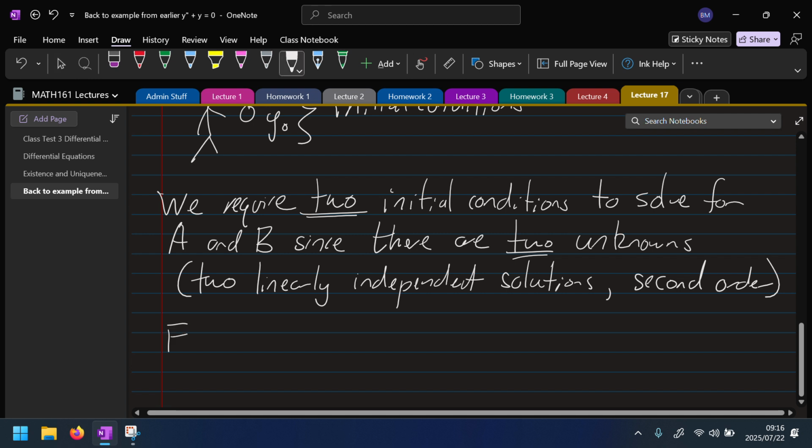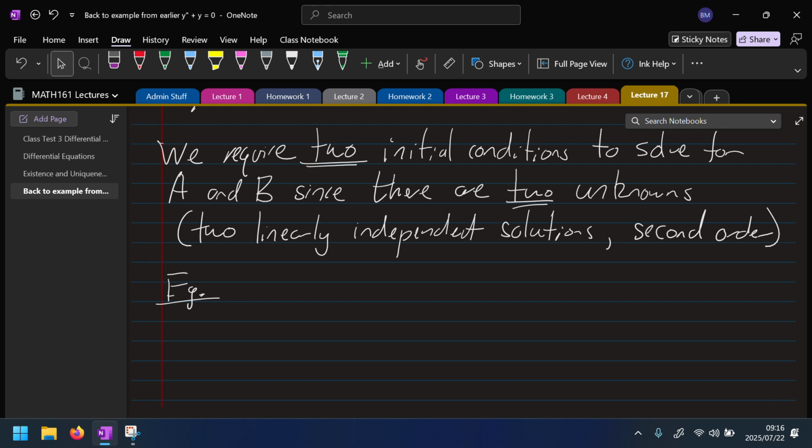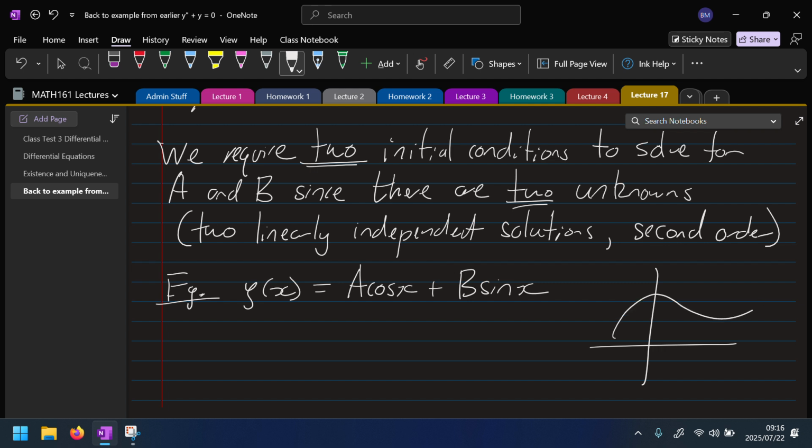Okay, let's have a look at an example. Let's say we have our solution. So we found the solution for A and B, and we want to determine what those values are. So we'll go back to what we started with. That was A cos x plus B sin x. Again, we need two initial conditions. So whatever the solution looks like, let's say it looks something like this.